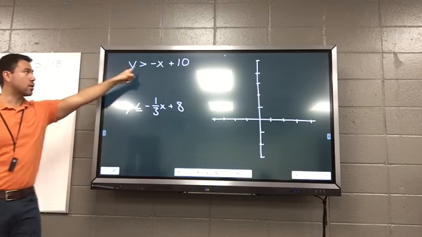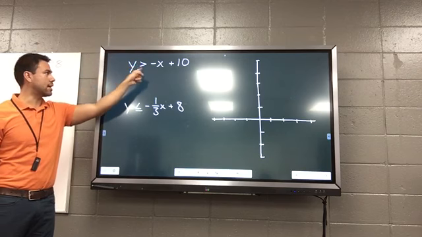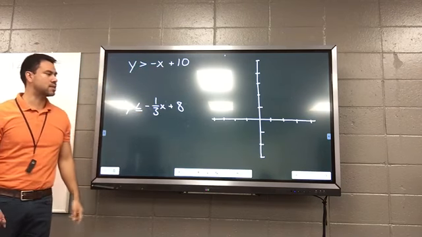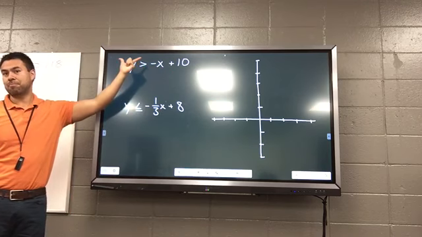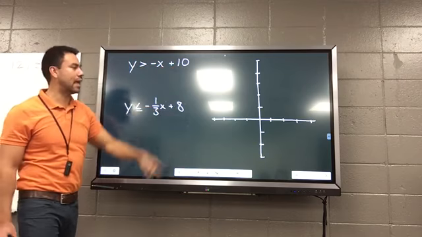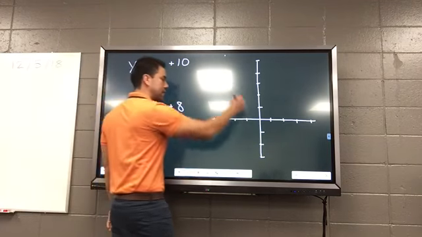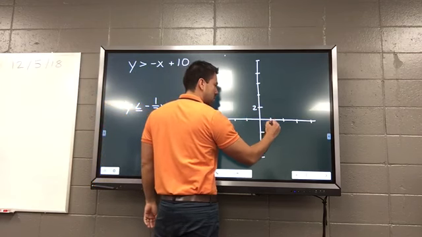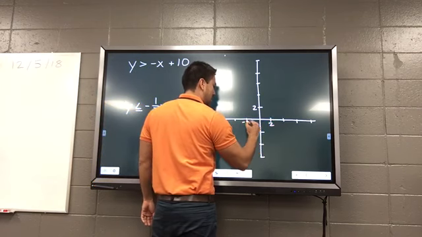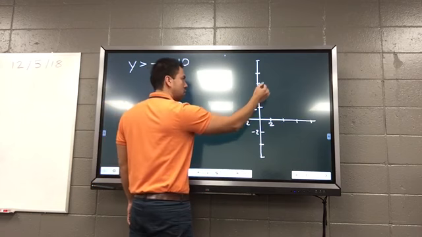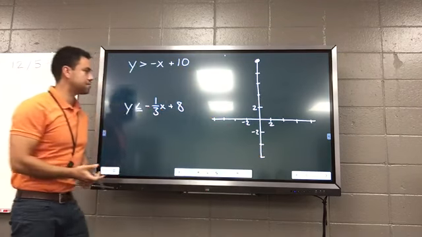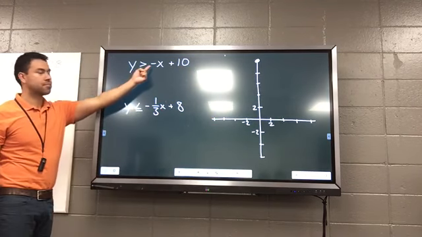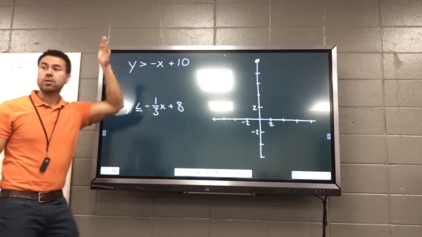And I'm ignoring the greater than sign. I'm just thinking y equals negative 1x plus 10. So where would I start the first graph? Do you guys know? 10 on the y-axis. So I'm going to go by 2s. This is 2, this is negative 2. Everything by 2s. 2, 4, 6, 8, 10. And then where do I go from there? Well, what's my slope? Down 1 over 1. Okay, you can go down 1 over 1.